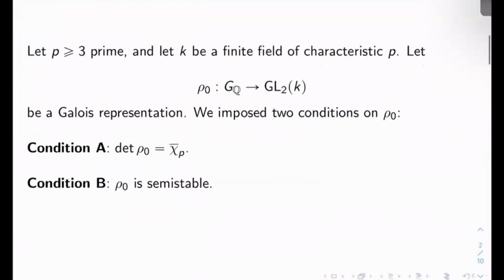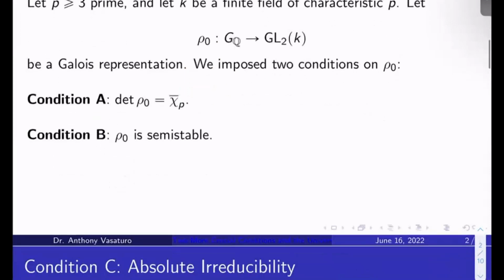So last time we took a prime P, at least 3. We took K to be a finite field of characteristic P. We took a Galois representation rho naught from GQ to GL2 of K, and we imposed two simple conditions on it. We wanted rho naught to have mod P cyclotomic determinant, and we wanted rho naught to be semi-stable. We defined what that meant last time.